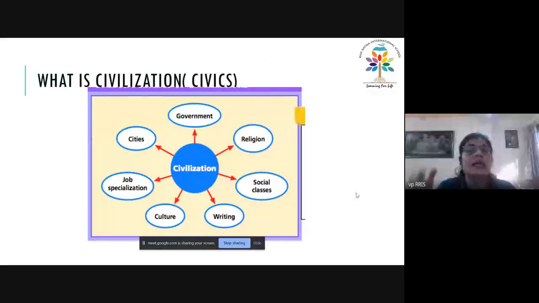Civilization means people started living at one place in small community, in small groups, because they realized they need not move from one place to another in search of food. They can grow their own food. They can domesticate their animals, right? And when they started living in groups, they started following their religion. They started dividing work amongst themselves, that is job specialization. They started developing their own culture. They started developing their own ways of writing, communicating, right? And then they had a leader who used to take care of the entire community, that is government. So this is how the civilization started.